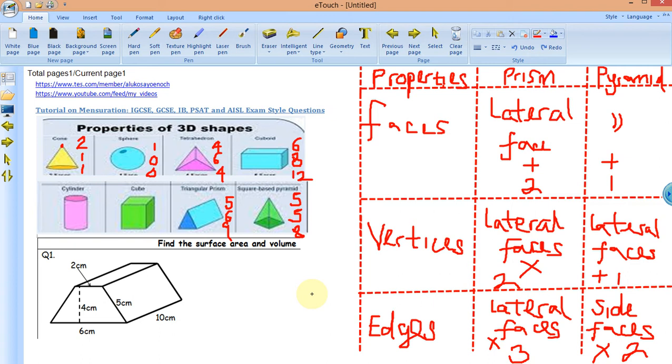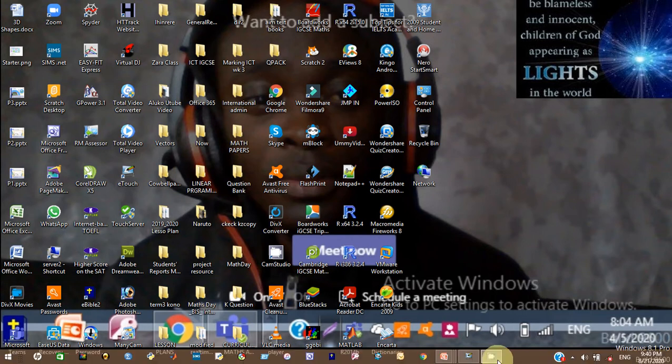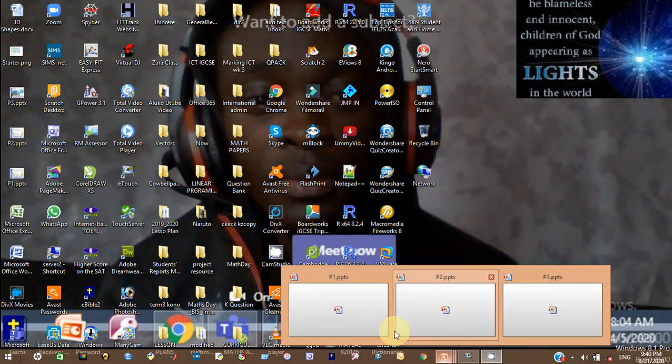Okay guys, at this point let's go ahead with it. This question: find the surface area and volume of this. Before I work on this, let me quickly run through a slide, because I don't want to keep writing here, as I'm finding it quite difficult to write. So let's just quickly run through this boardwork.